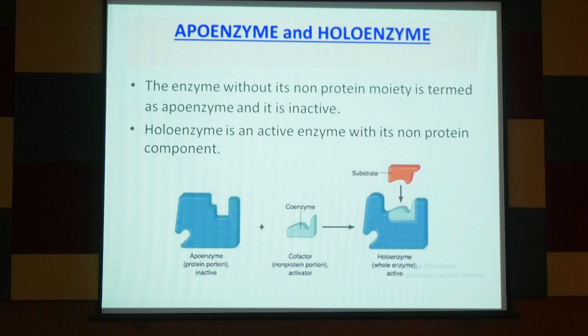Now, different parts of the enzyme composition: apoenzyme and holoenzyme. What is holoenzyme and what is apoenzyme? The protein part of the enzyme is called apoenzyme. What do you call the non-protein part? Cofactor. So apoenzyme plus cofactor is equal to holoenzyme. Protein part plus non-protein part.